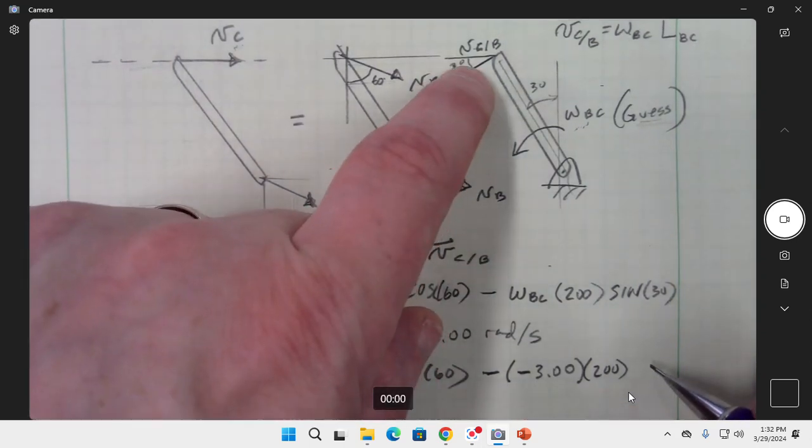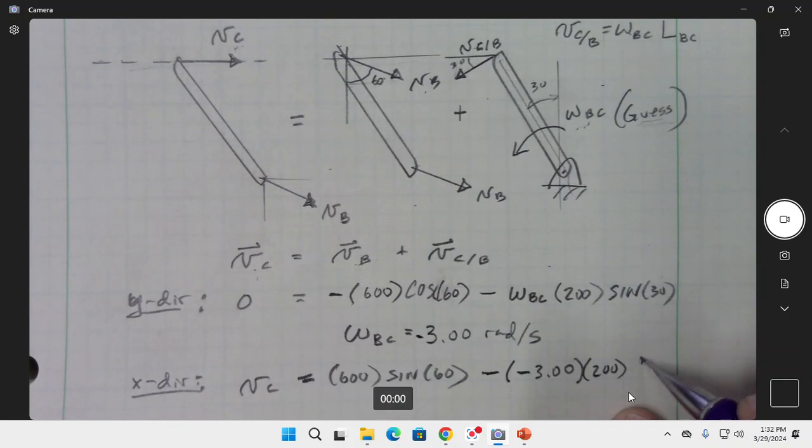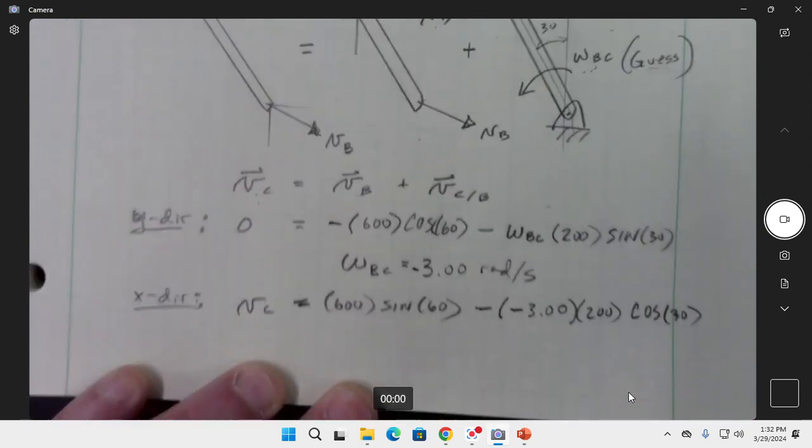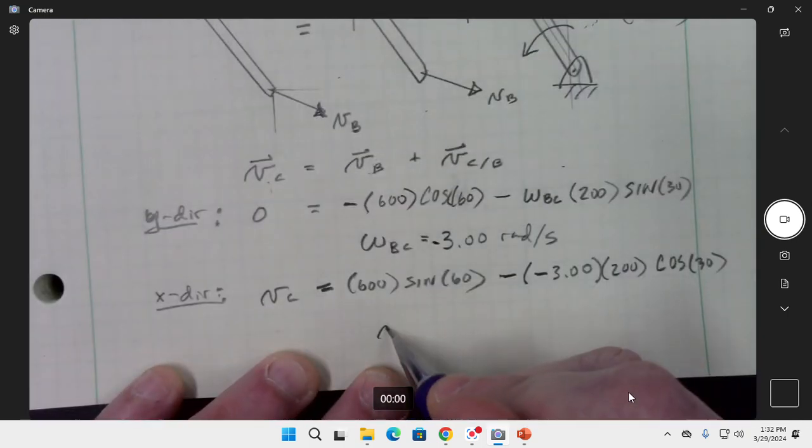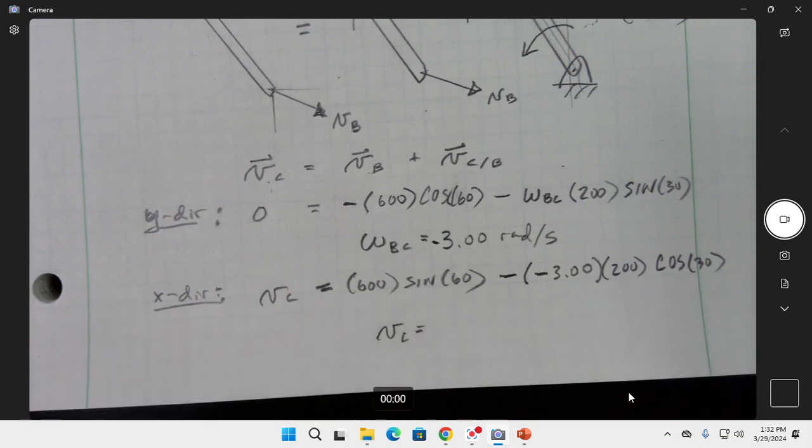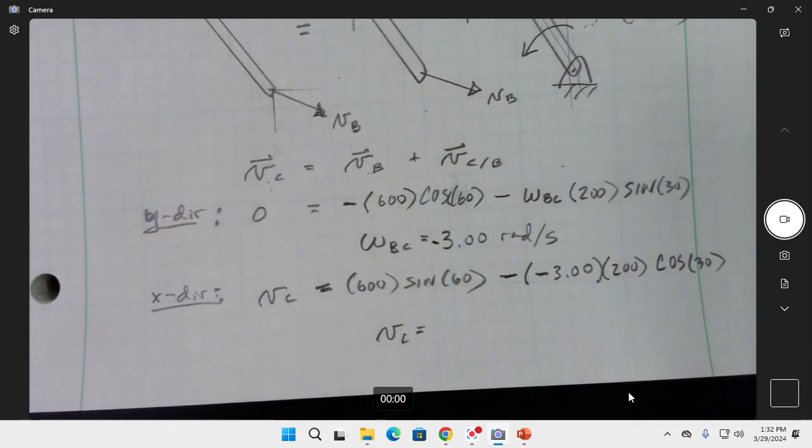But here we go. This is going to be the cosine. So did I do that right? I think I did that right. Cosine of 30. And I didn't write down what the answer was. I was going to do that. I had the best intentions, but I didn't.